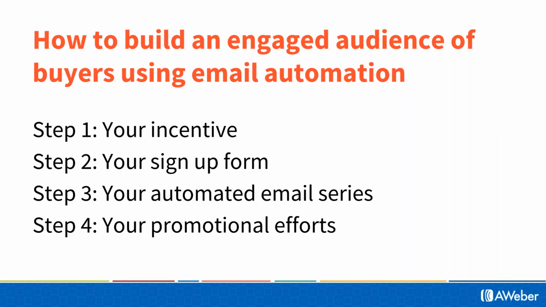So you can see why we get really excited about email. There's a lot of great benefits to it, and it's a really effective way of growing your business and driving sales and revenue when it's used effectively. So, all right, let's jump into how we can build an engaged audience. Those 4 steps that I mentioned at the beginning. There's 4 steps to really build an engaged audience of buyers using email automation.